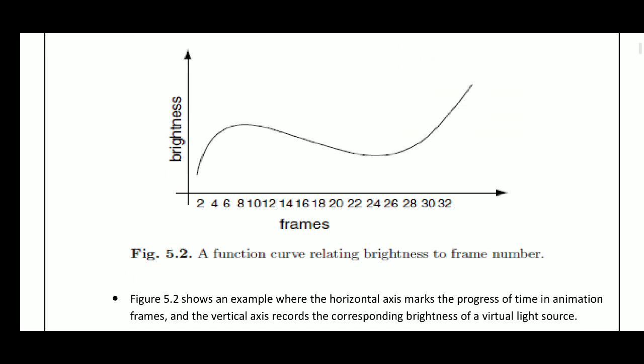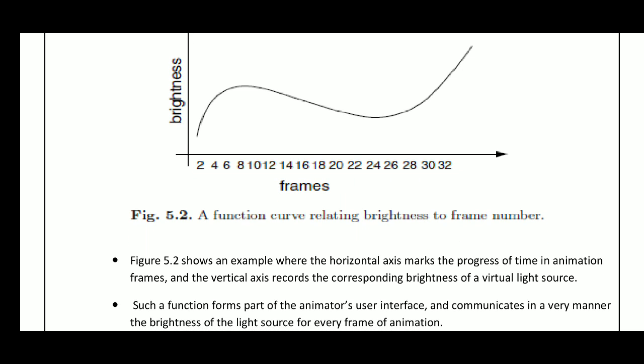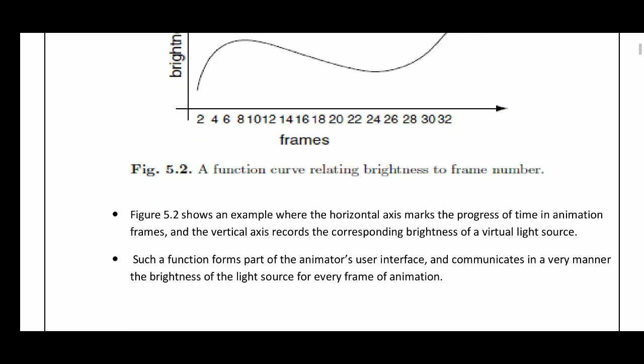So as you can see, the curvy line denotes the diagrammatic trigonometric equation. So brightness, frames, all such things are identified. This shows a horizontal axis that marks progress of time in animation frames. The vertical axis records the corresponding brightness of a virtual light source. So the light source corresponds to the frame, that is the actual frame in which it wants to fit. Such a function forms a part of an animatory user interface.